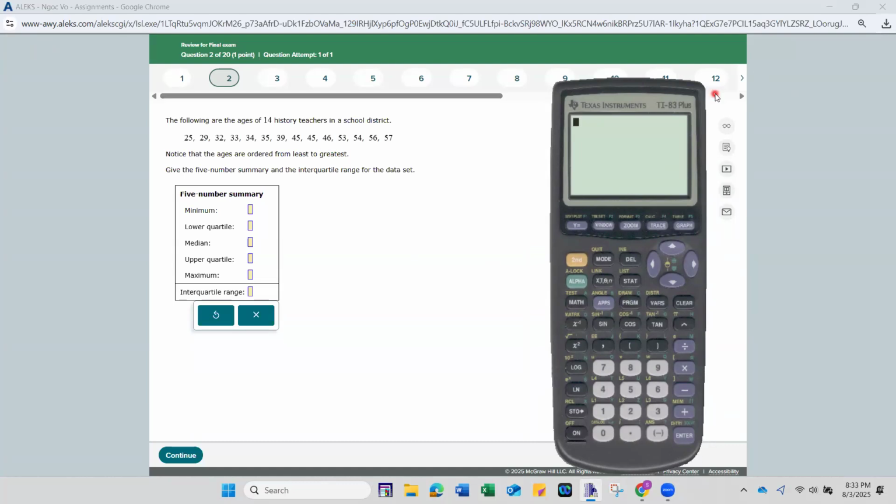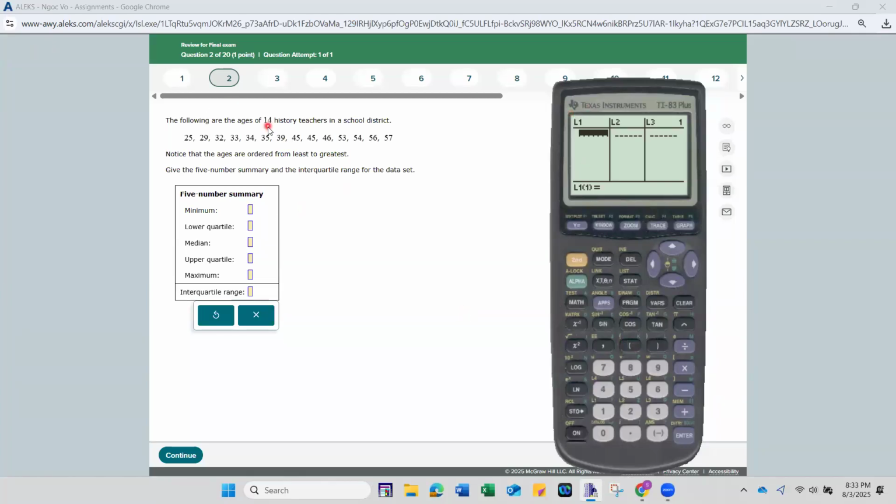A scientific calculator means any calculator which is 83 or 83 plus. So first of all, we need to enter this data into the calculator. In order to enter the data set, click on stat and choose the option edit. If you have an empty list, you can use it. If you don't, make it empty. I make my L1 empty and now enter the data.